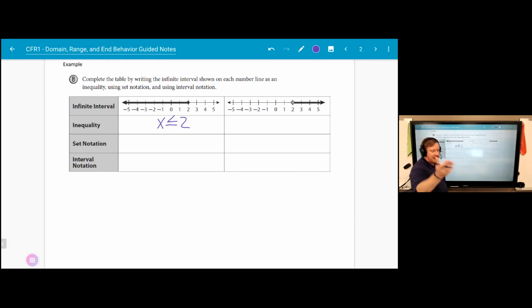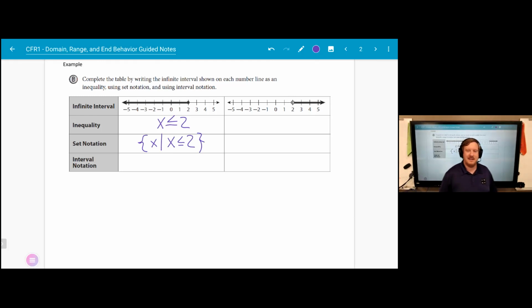So again, we can write our set notation. Fancy bracket, X such that, that's that vertical line, X is less than or equal to 2. Again, I have no idea why I'm so bad at making that right bracket. And now, once again, my favorite. We've got the lowest value. Well, since it's pointing this way, it's never going to stop. Never stopping going to the left is negative infinity. The biggest value I could have is 2.